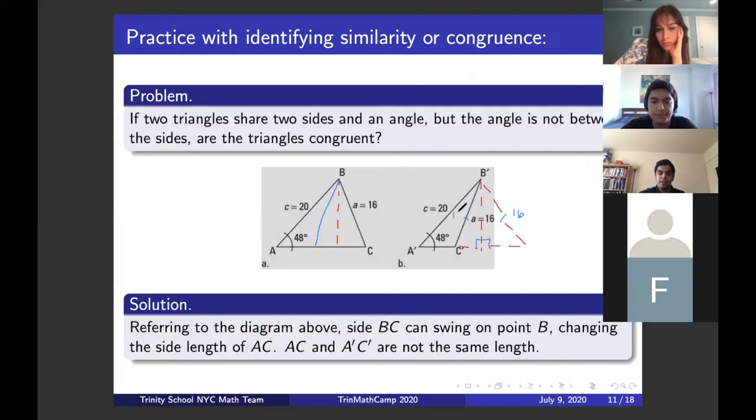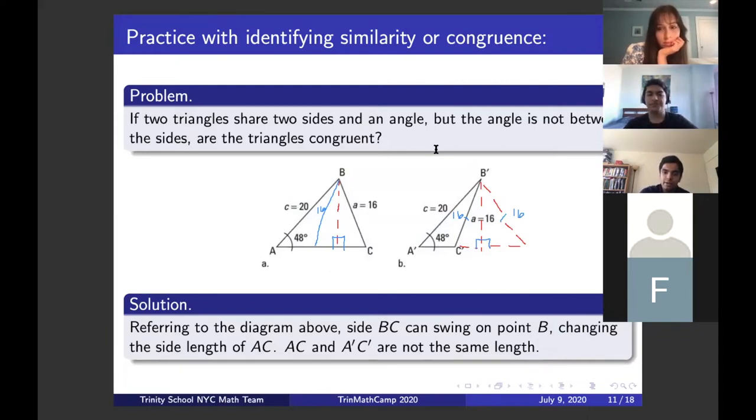If you think about it, you can think about this in terms of Pythag. Essentially, you can flip this side that's denoted as A across this vertical line, this perpendicular line to AC, and we'd have the same side lengths, and it would still maintain the same properties that we wanted it to have, sharing two sides and an angle that is not between the sides, but we get two completely different triangles.